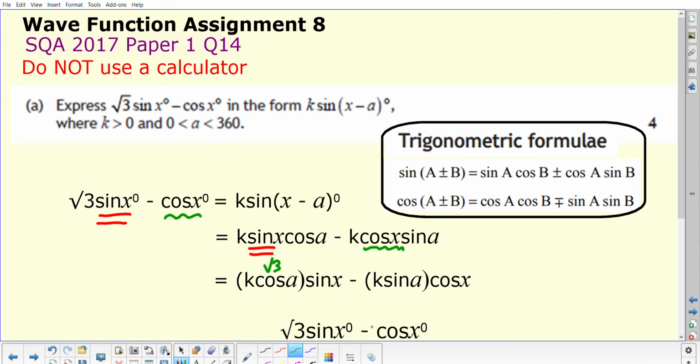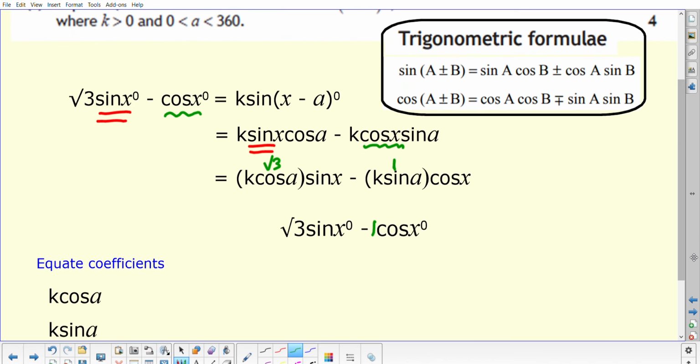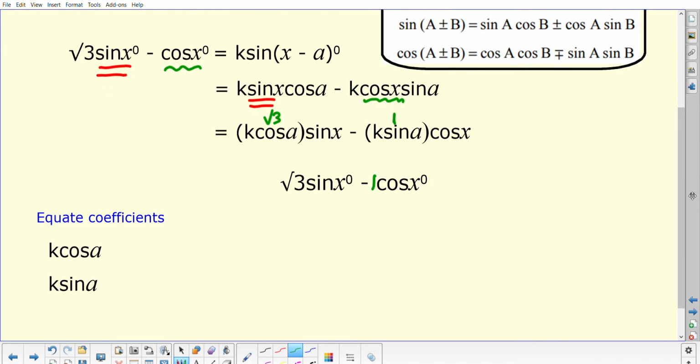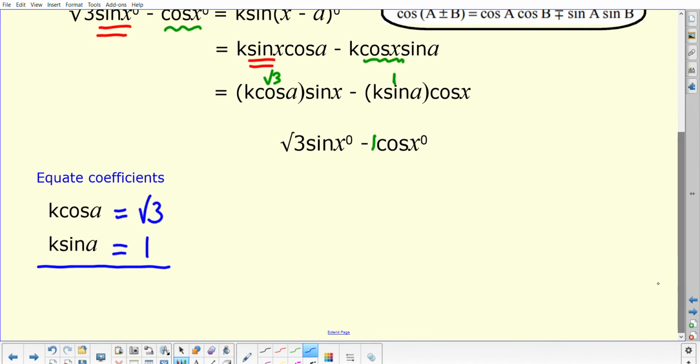The minus signs are matching, but there's no number in front of the cos x, but that essentially means you've got really just one of them. So that would tell you that the k sine a value would need to be replaced by 1. So what you'd be looking for here, when you equate your coefficients and produce your two little mini equations, is for you to have written down that k cos a was equal to root 3, and that k sine a would need to be equal to 1. And then from that, you're of course working out your value of k.